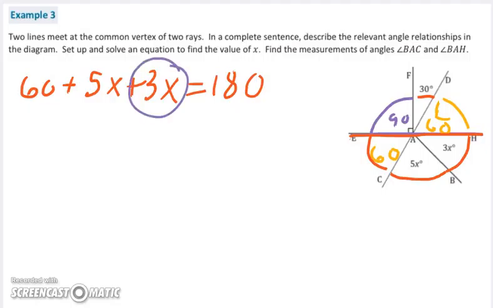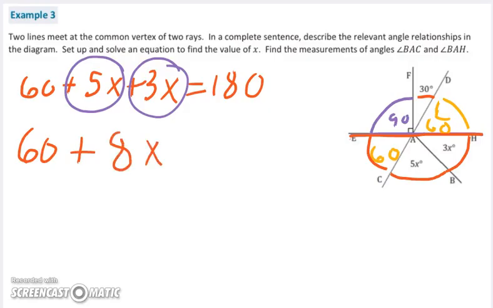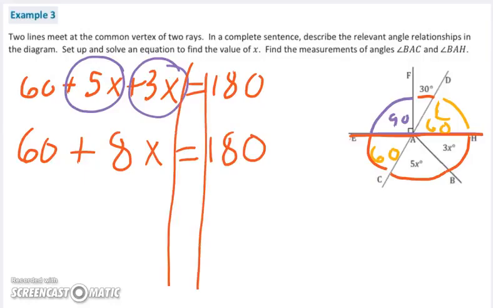Again, we would combine like terms. 3x, positive 3x, not positive 5x. We bring the 60 down because it doesn't combine with anything yet. 3x and 5x gives us 8x. Now an equal sign and our 180. We want to get what's furthest away from x first, so we would subtract 60 first.